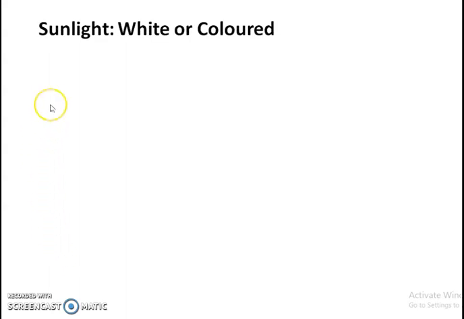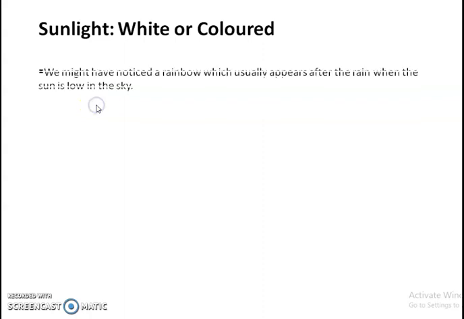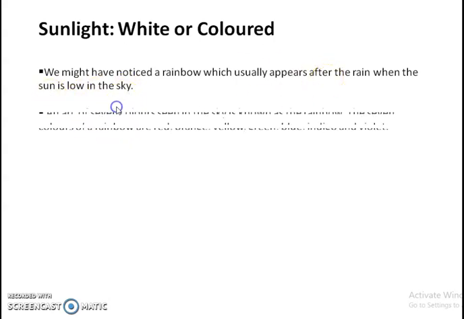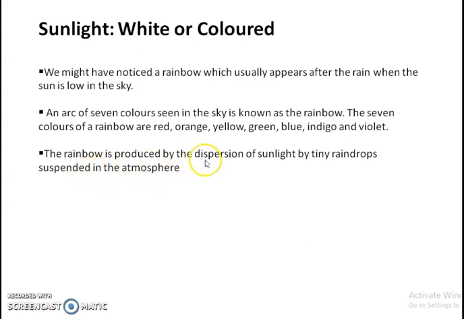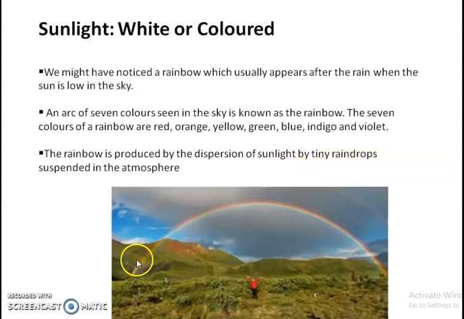The last topic is sunlight. Is it white or colored? So we might have noticed after a rain, we see the rainbow which appears when the sun is low in the sky. This rainbow has 7 colors. The 7 colors are red, orange, yellow, green, blue, indigo, violet. And it is produced by the dispersion of the sunlight by tiny spherical raindrops. So this can be viewed after a rain.